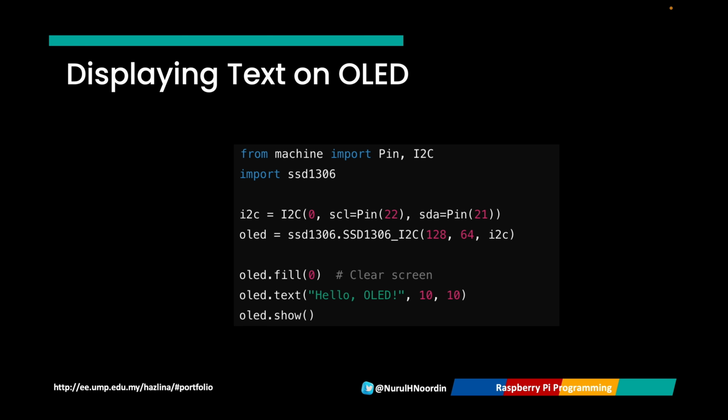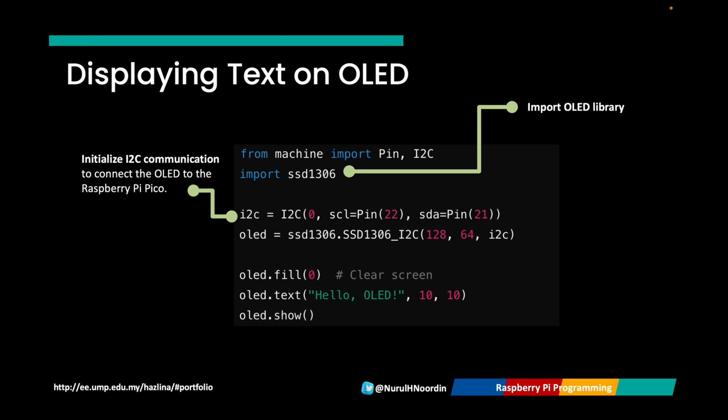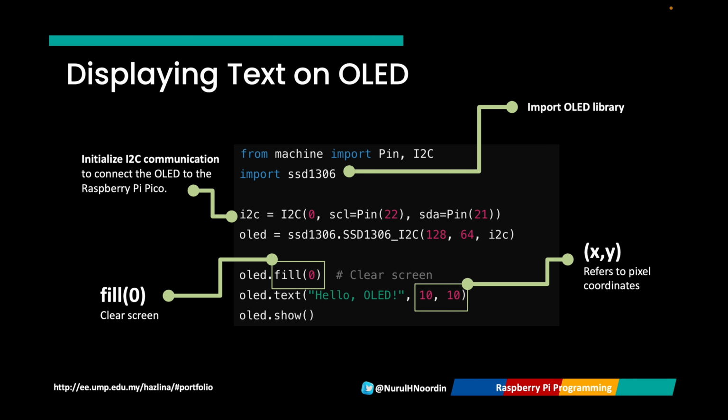Now that we have installed the SSD1306, let's write a simple Python program to display text on the OLED screen. Here's what each part of the code does. First, we insert the command to import the SSD1306. Then we initialize the I2C communication to connect the OLED with the Raspberry Pi Pico. The screen is cleared by using the fill 0 function.